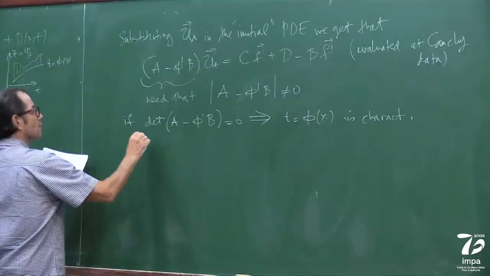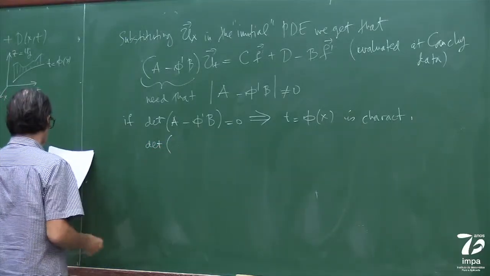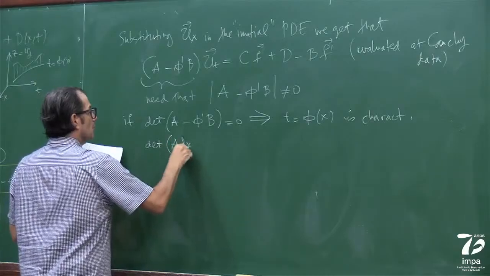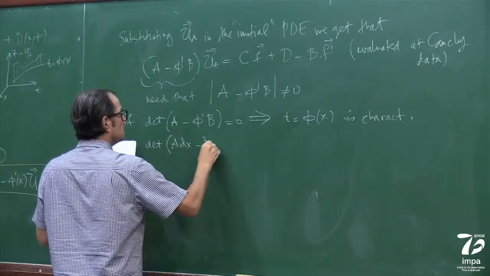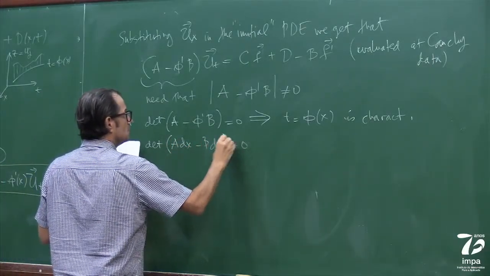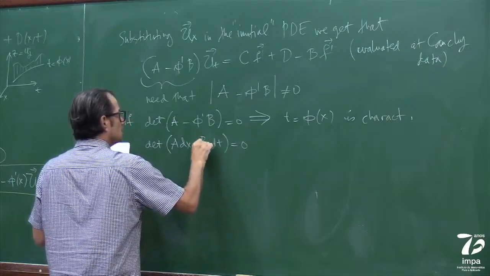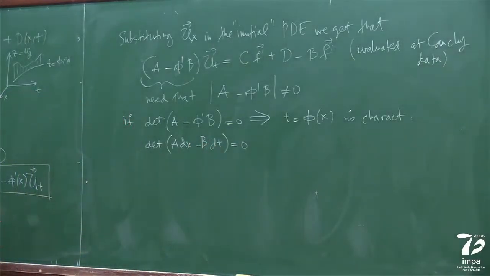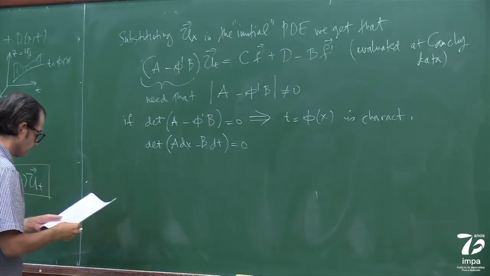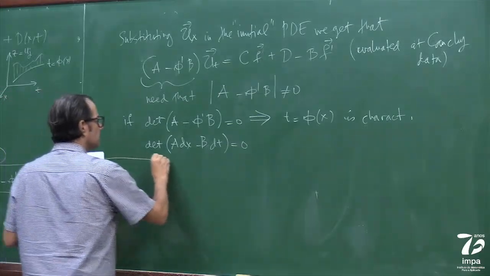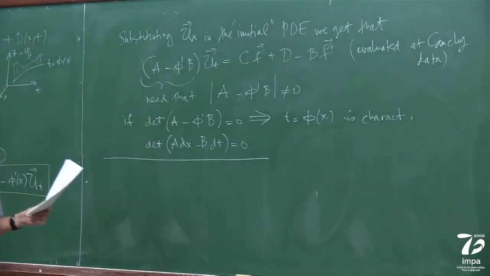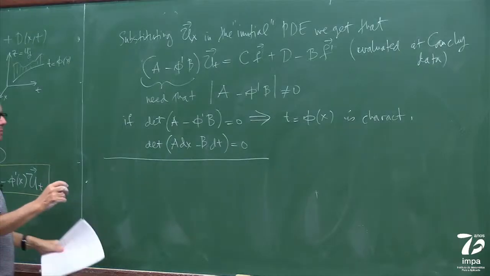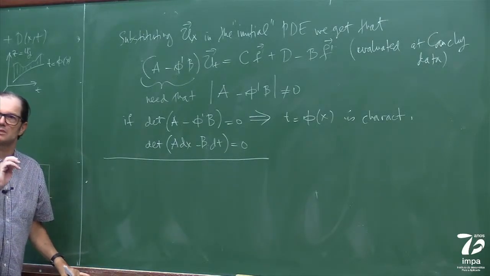Okay, so another way of writing this is determinant of A dx minus B dt equals 0, right? Just write in terms of increments, doesn't matter. And then finally, yeah, and good. Now let me go quickly, and I'll refresh this when we come back. But now let me do something very quickly, and then I'll come back to this because of the time.